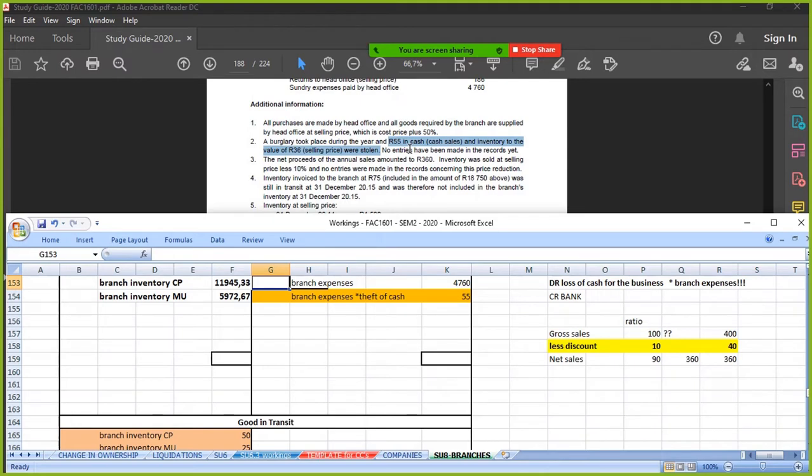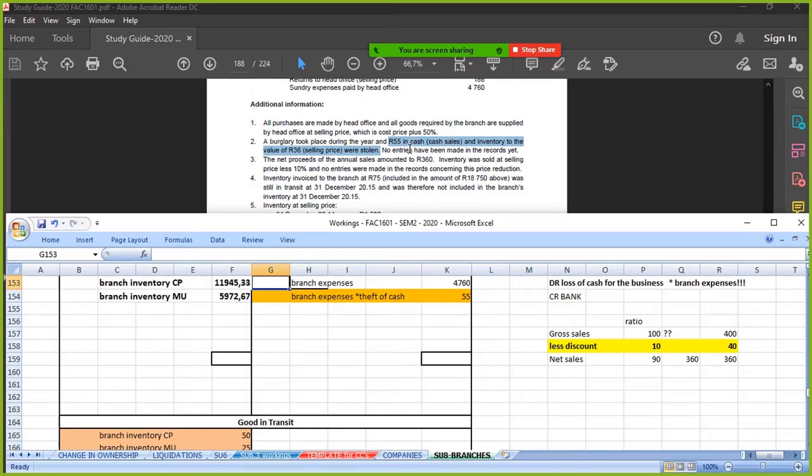Okay, cash embezzled or stolen. I've got an example here. Example 9.5. Let's see here. Okay, branch inventory. They say here, after an investigation, it was discovered that 500 Rand cash received from cash sales of 2,000 and 250 Rand cash received from a debtor in full settlement of his account. Okay, fine. Due to the pending investigation, the transactions were not yet accounted for.